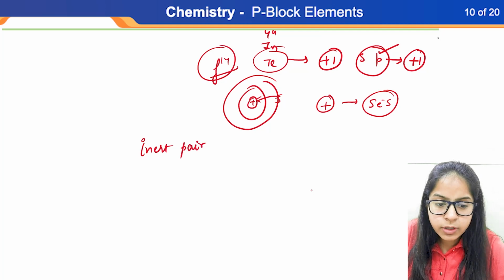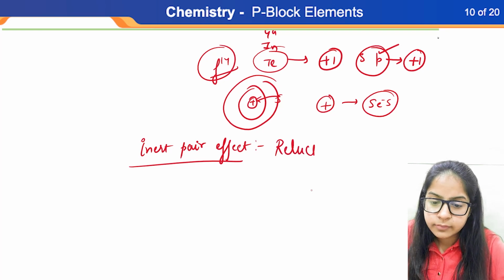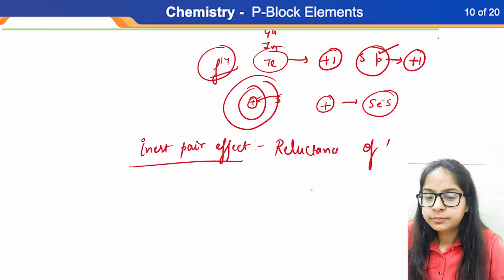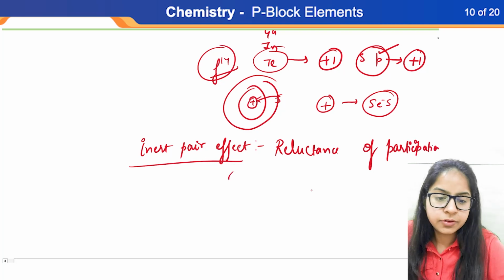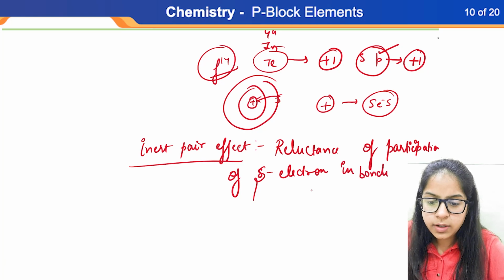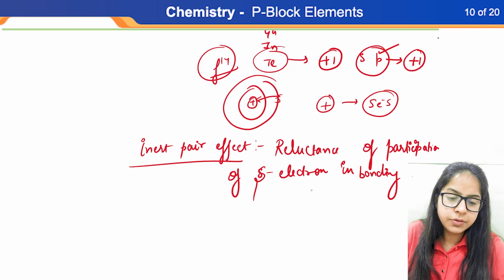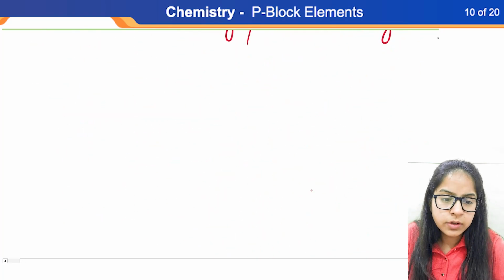Inert pair effect. What is inert pair effect? Inert pair effect means the reluctance of participation of s electrons in bonding is called inert pair effect. Okay, due to poor shielding effect of p and f electrons. So this is according to oxidation state.